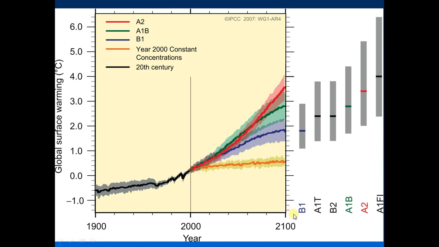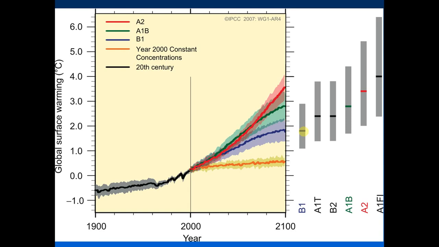Example, B1, best case scenario. Not surprisingly, because it was the one that had the lowest CO2 concentration in 2100, it's also the one with the smallest best estimate of global temperature increase over the 21st century. How much? Well, here's 1 Celsius, and here's 2, so 1.2, 1.4, 1.6, 1.8 Celsius. So that is 1.8 Celsius.